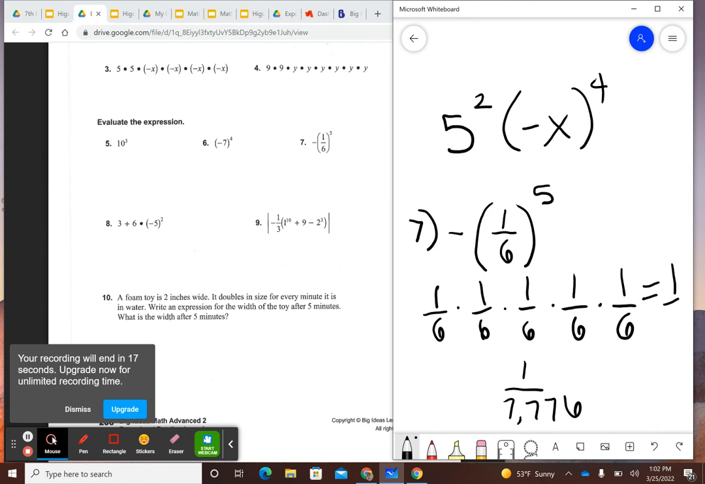Lastly, 7,776. Finally, this negative symbol on the outside means the opposite of that answer. So my final answer is negative. Please complete the rest on your own before moving on.